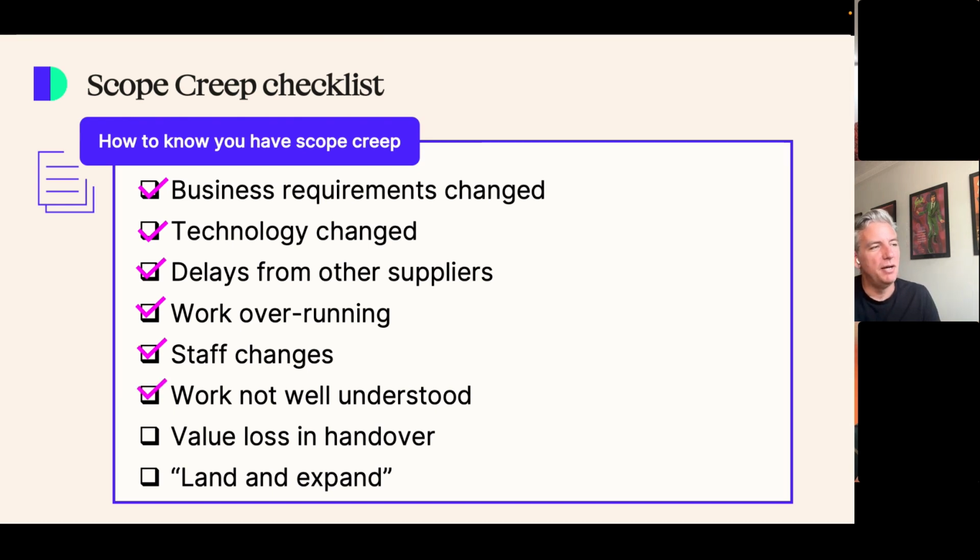When key staff change, those people that are responsible, and you need to actually add more people or add more time as a result. It's as a result of the work not being well understood, and we're going to cover this off later as well. This is the prime culprit for scope creep, where ambiguous requirements mean that the assumption from a buyer is always that things are included. The assumption from a seller is that things aren't included, but in either case, it's going to lead to scope creep.